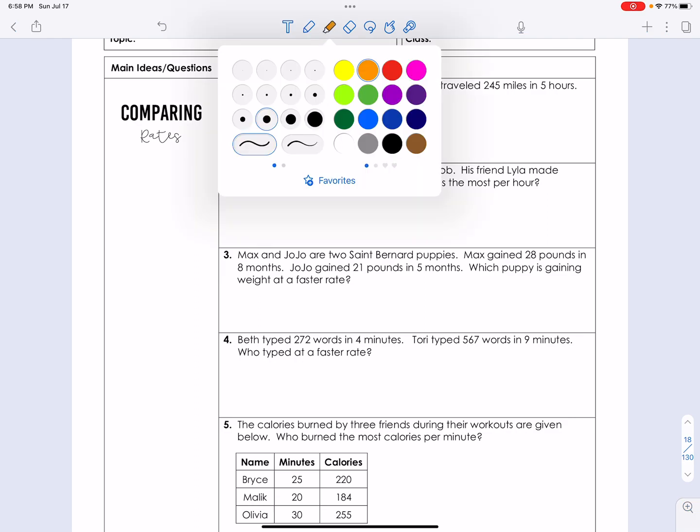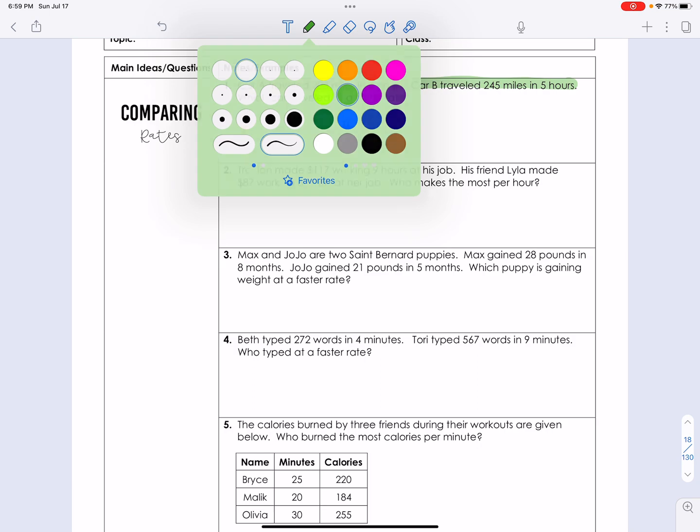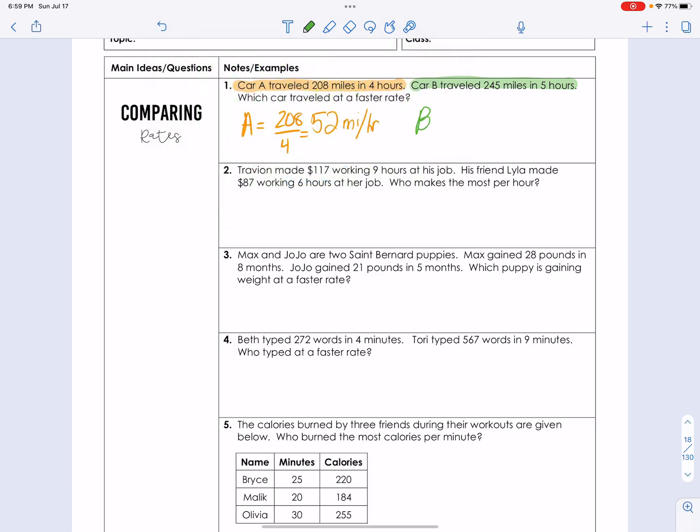Okay. And then you have car B traveled at 245 miles in 5 hours. So you can't really compare them speed-wise until you figure out, so 245 miles in 5 hours, and you divide that, and it's 49 miles per hour. So who traveled at a faster rate? Car A.